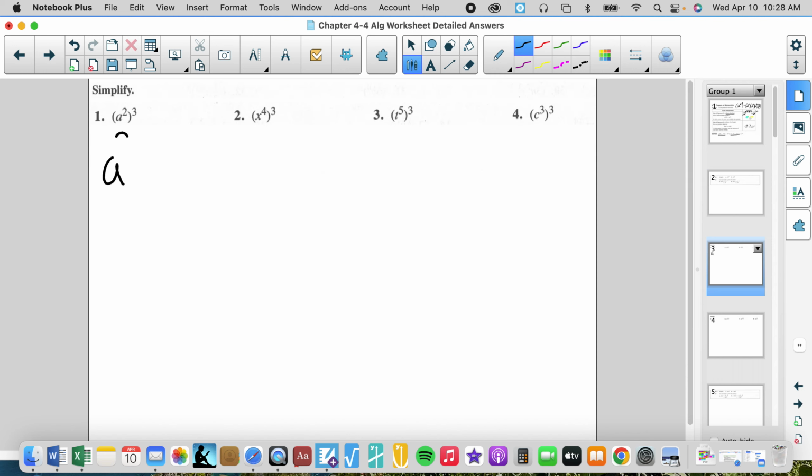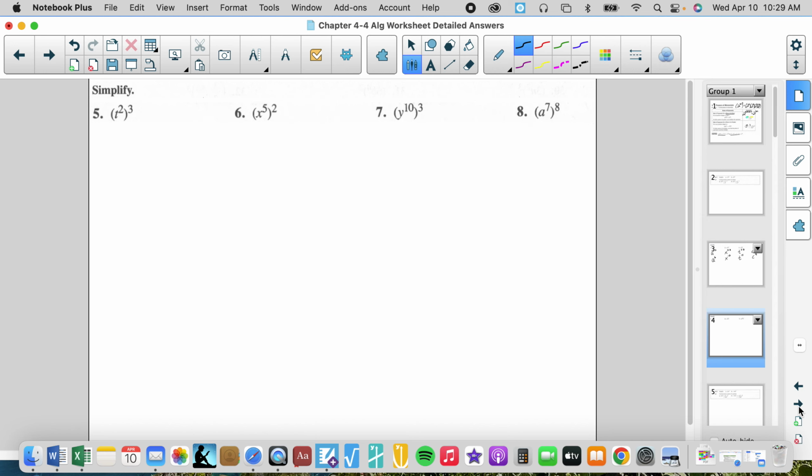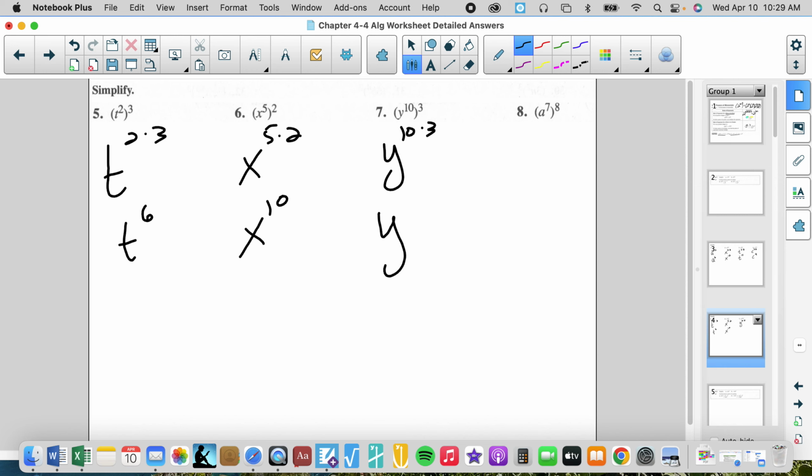So we have a to the 2 times 3, which is a to the 6. We have x to the 4 times 3, which is x to the 12th. We have t to the 5 times 3, which is t to the 15th. We have c to the 3 times 3, which is c to the 9th. We have t to the 2 times 3, which is t to the 6th. We have x to the 5th times 2, which is x to the 10th. We have y to the 10 times 3, which is y to the 30th. We have a to the 7 times 8, which is a to the 56.